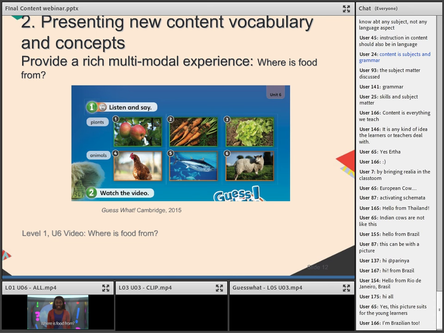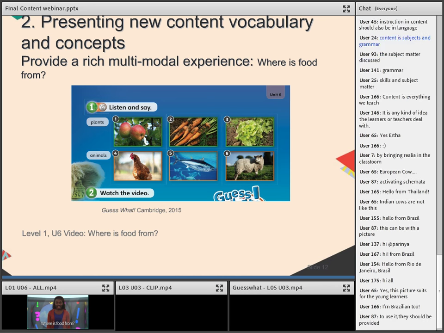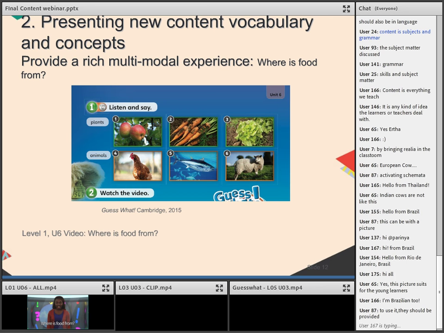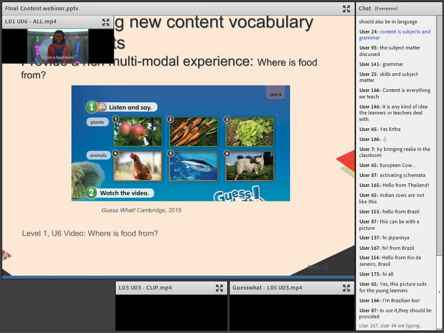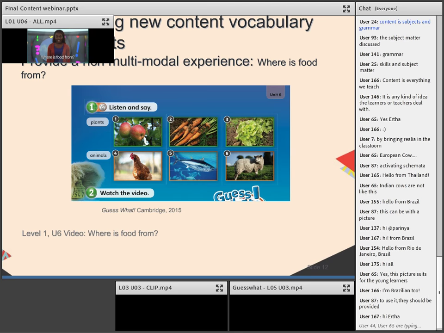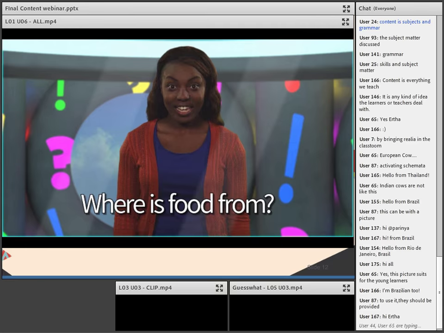But how can this vocabulary really come alive? The answer is to be able to provide stimulating video footage of the new content vocabulary in context. So let's now watch this short video, which supports learners' understanding and processing of new content vocabulary and a new concept. As you watch, think what you like about it. Alistair, thank you. Can you play it?